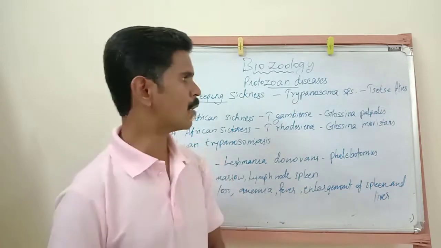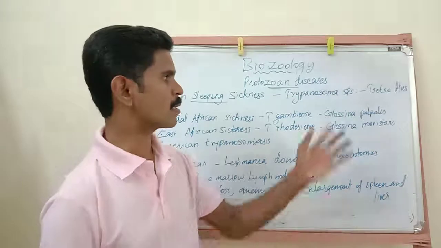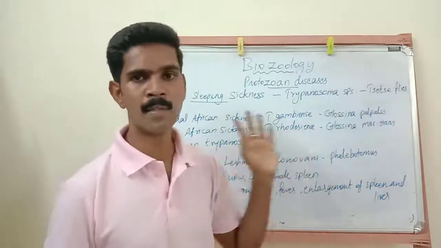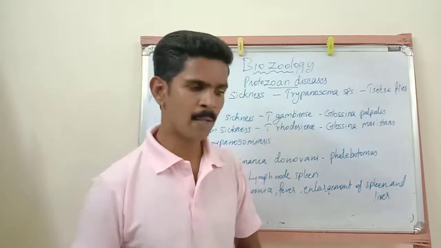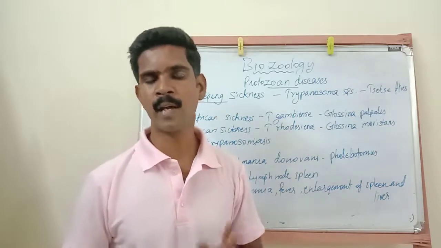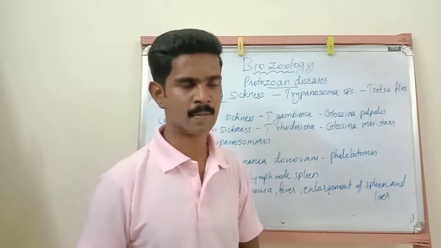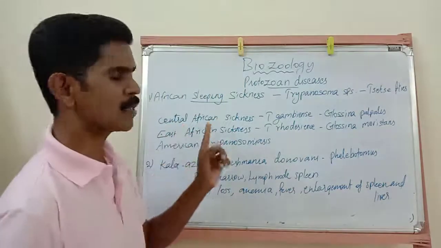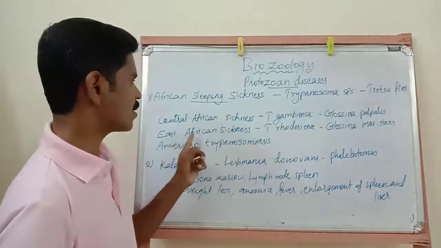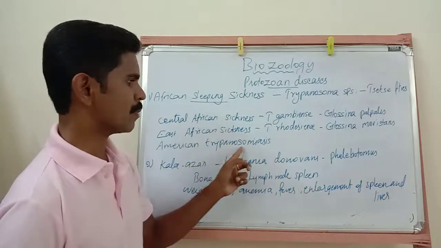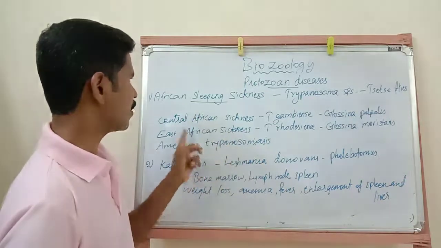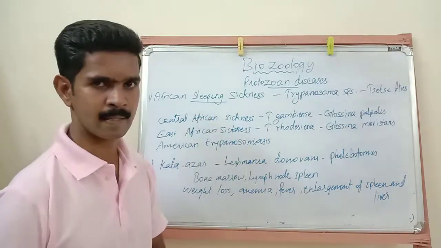So now we have studied the causative organism and vector of African sleeping sickness. Understood, my dear students? Now we are going to study three types of African sleeping sickness. The first one is Central African sleeping sickness, the second one is East African sleeping sickness, and the third one is American trypanosomiasis. These are the types of African sleeping sickness.